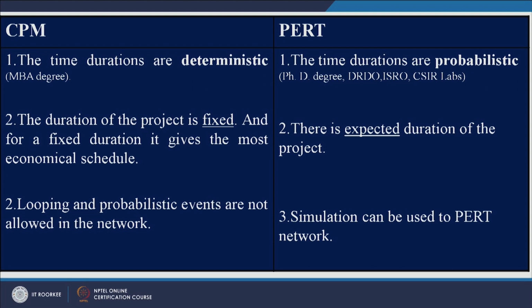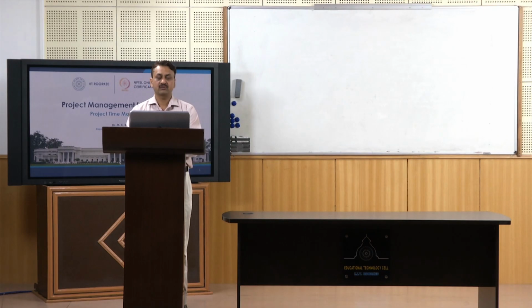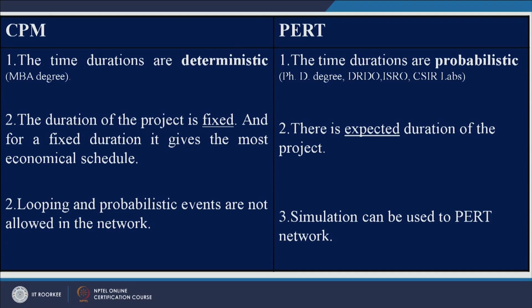Just to give you an example, let us say we have different programs like BTech, MBA, PhD and so on. The MBA program is of 2 years, so every student knows that he will get the degree if he clears all the courses in 2 years' time. So the duration is fixed. But if you look at the PhD program, or most of the research-oriented projects in our country and across the world, we do not exactly know how much time those projects or activities will take. So the time durations are probabilistic in nature. This is the major difference between these two networks.